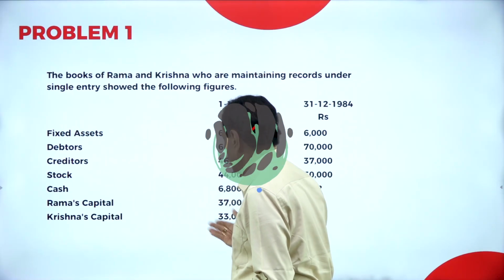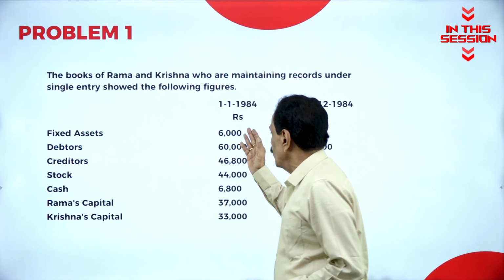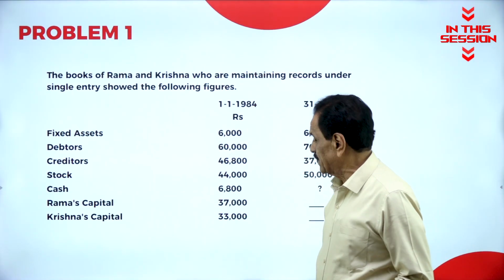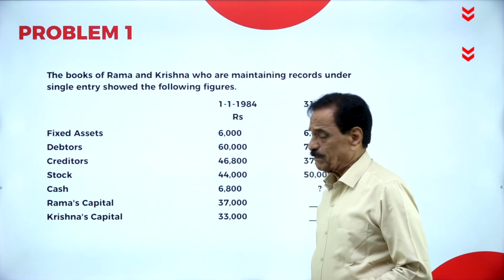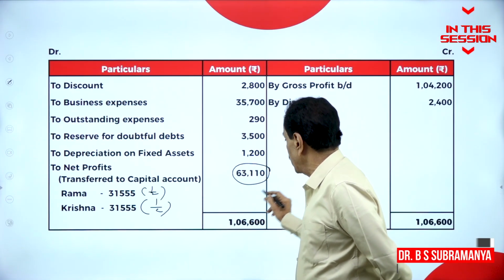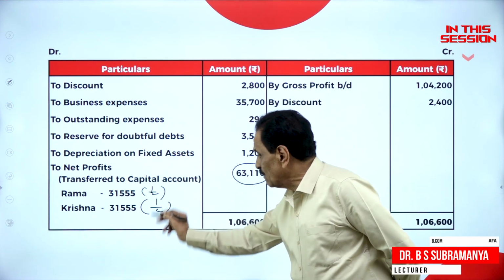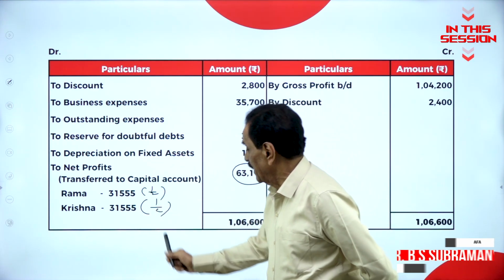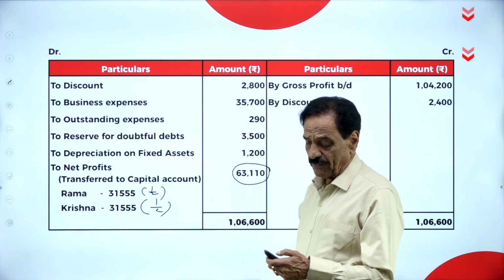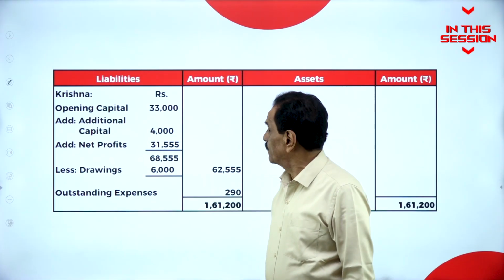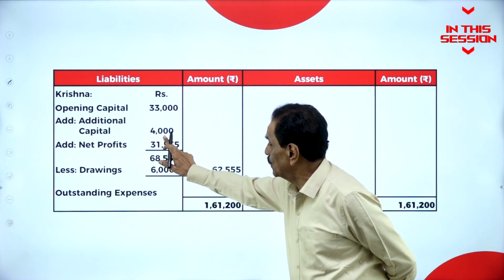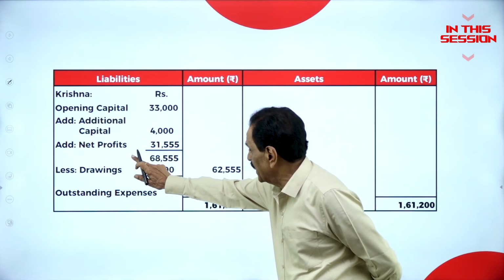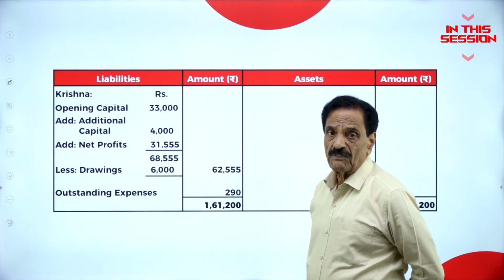You have got Rama's capital, you have got Krishna's capital. Question of statement of affairs does not arise at all because we already got the capital. The difference is net profit 63,110, equally distributed. Rama gets how much? 31,555. Krishna gets 31,555. Opening capital of 33,000. He put an additional capital of 4,000. Your net profit is 31,555.